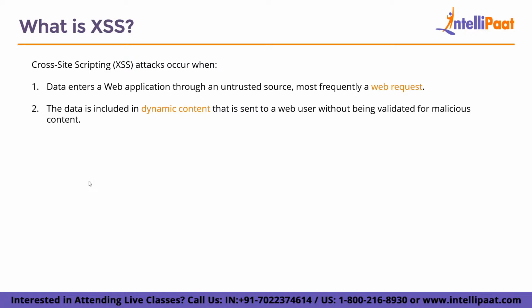It occurs in two ways mainly. The first way is when data enters a web application through an untrusted source, most frequently through a web request that you send to a server. The second way is that the data is included in dynamic content that is sent to a web user without being validated for malicious content. So the first one is the web request, and the second one is data included in dynamic content.